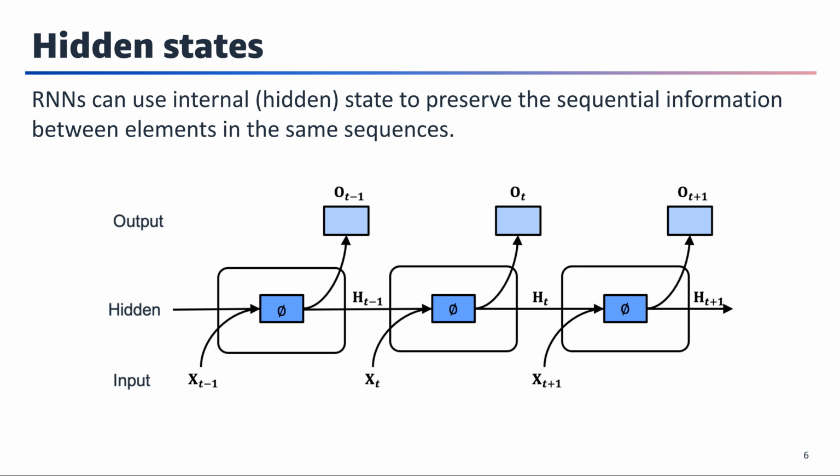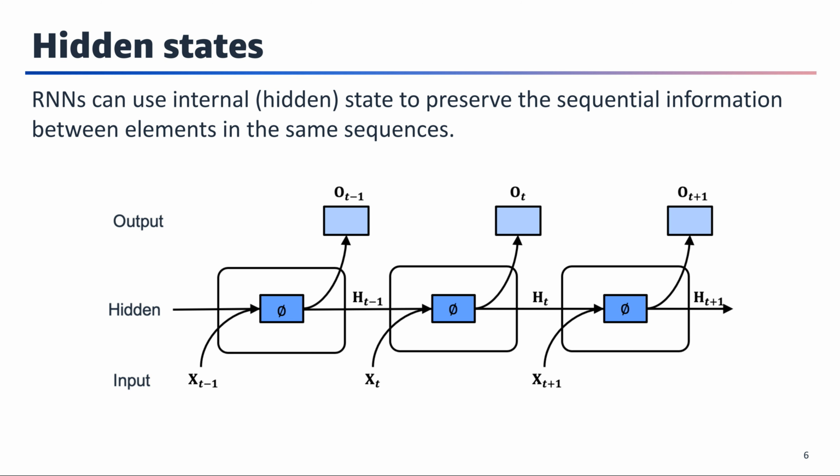RNNs can use internal or hidden states to preserve sequential information between elements in the same sequences. Hidden states are tools to model, update, and preserve the sequence information as you move from one unit, current time step, to another, the next time step.